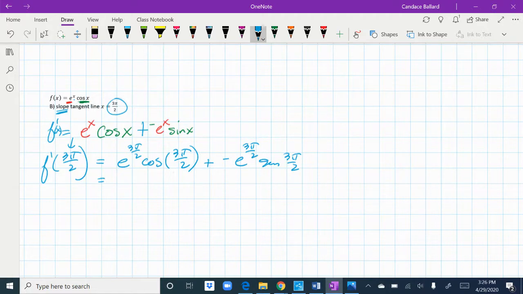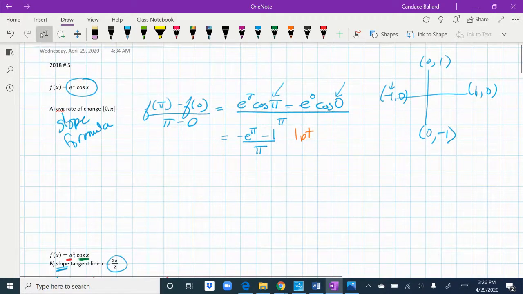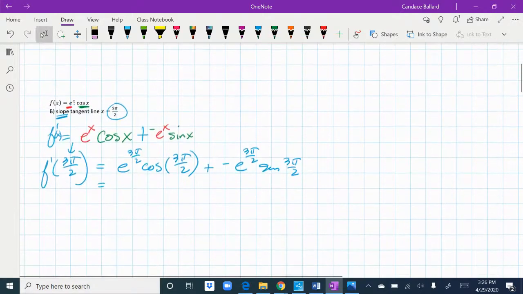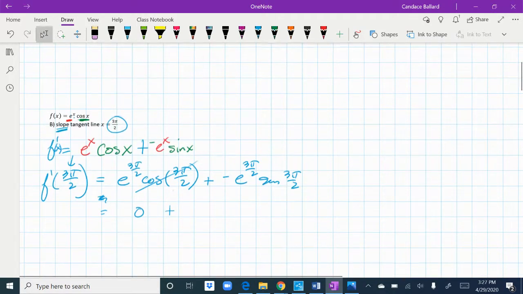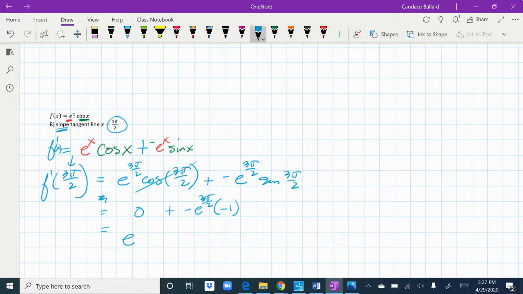Cosine of 3 pi over 2. I did my little unit circle over here. Cosine of 3 pi over 2 is 0, so this term goes away because it's 0. And then sine of 3 pi over 2 is negative 1. So it is negative e to the 3 pi over 2 times negative 1, which is just e to the 3 pi over 2. Done. You could have probably gotten your point up in that line there.